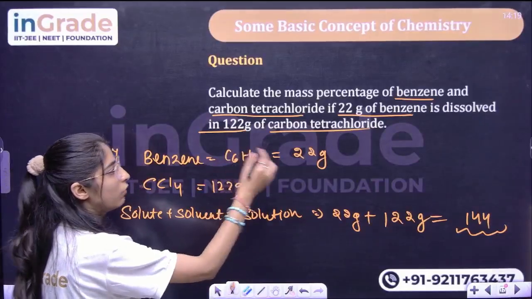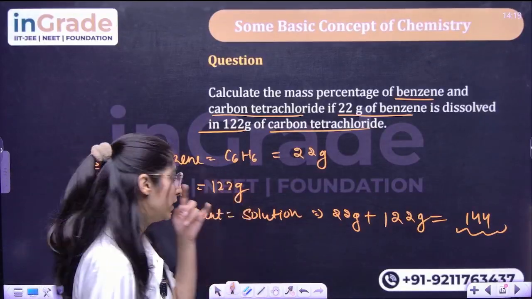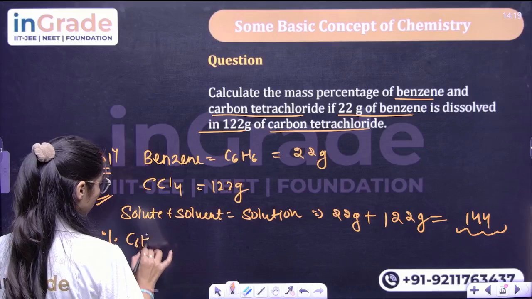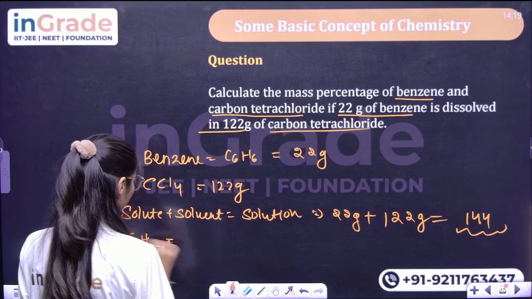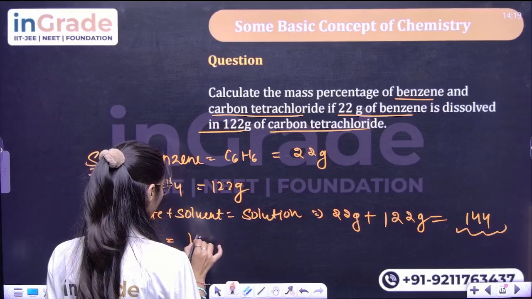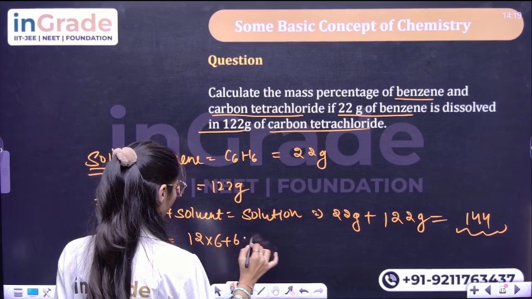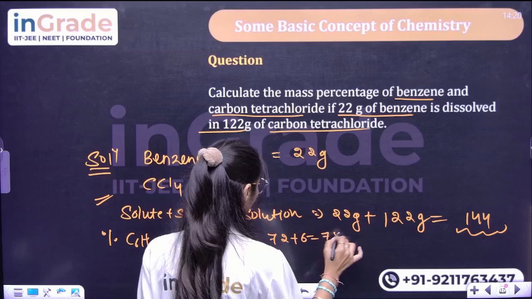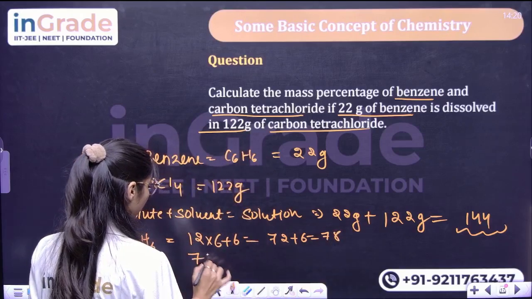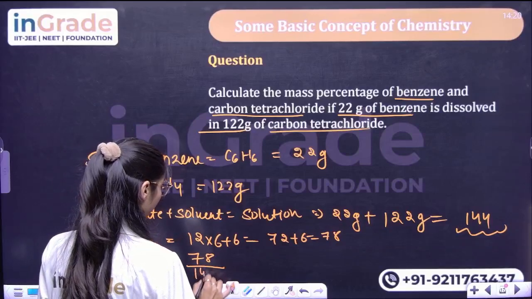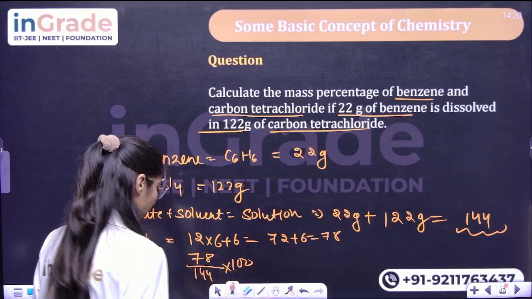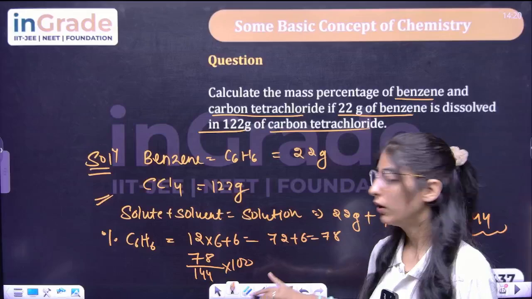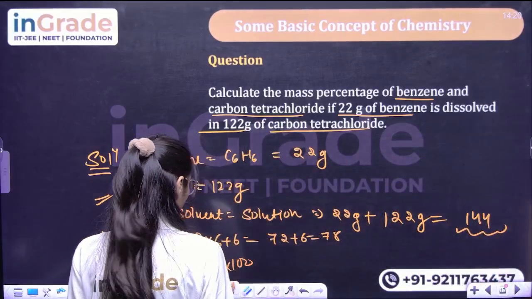Now in the question it says you have to calculate the mass percentage of benzene. So for the percentage of C6H6, let's calculate its mass, which is simply 12 into 6 plus 6, that is 72 plus 6, which is 78. So we are going to divide this 78 by 144 and multiply it by 100. Okay, so try to solve it on your own. You can do it. Let's try to solve it.